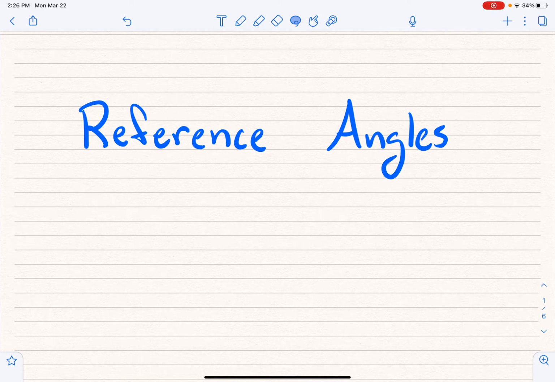Hello, everybody. Today we're going to talk about reference angles, okay? This is the beginning of a new chapter for trigonometry. This is the beginning of chapter 3.